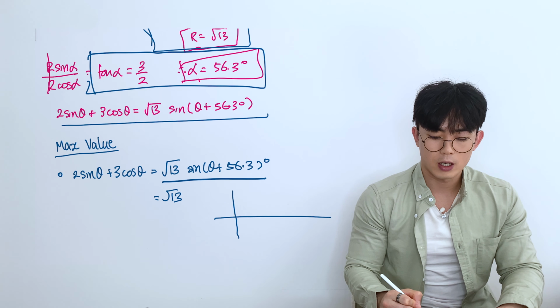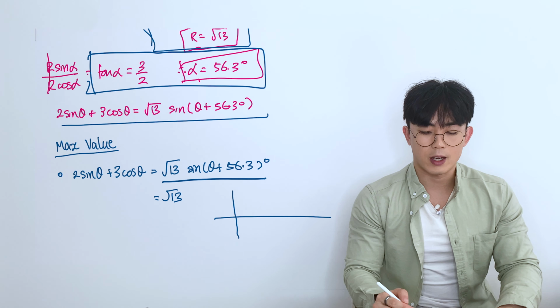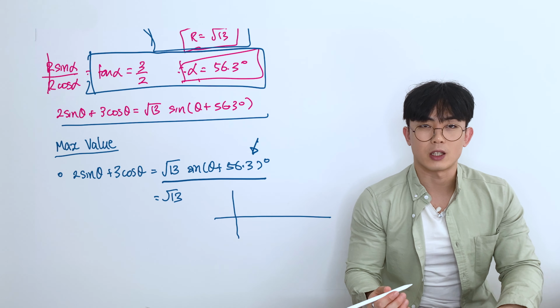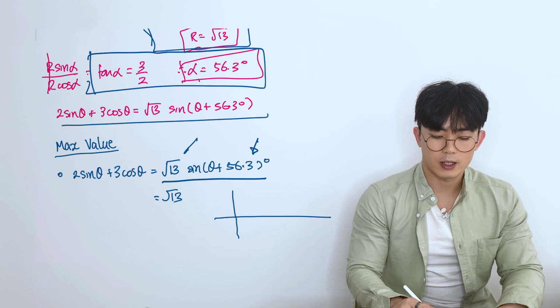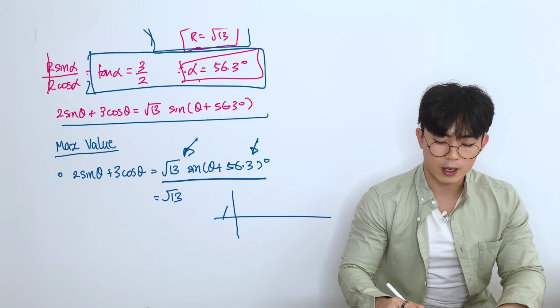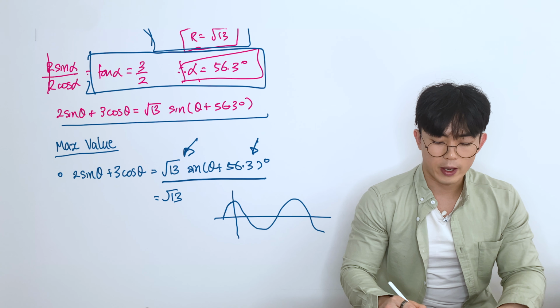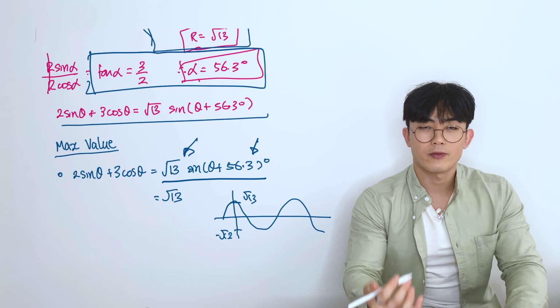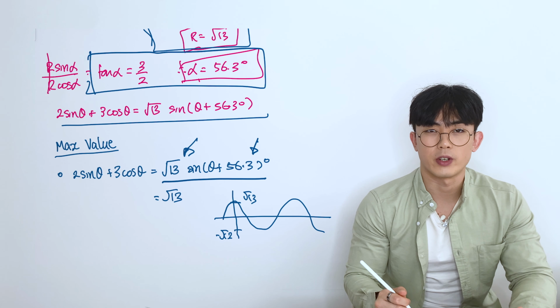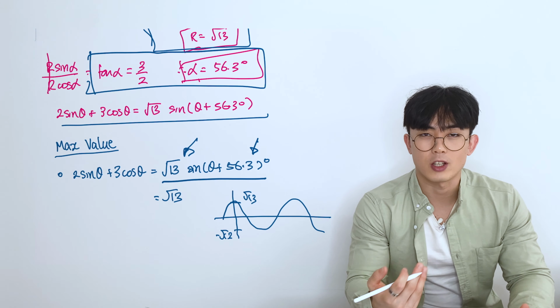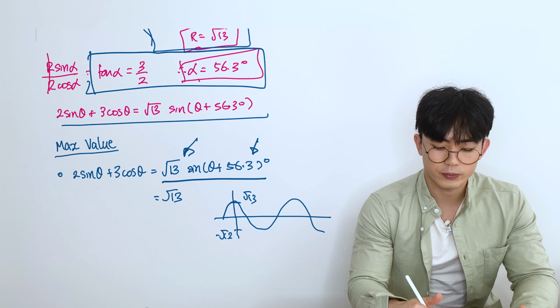because if I was to sketch this graph, well, it's got 2 transformations, right? It's going to be 56.3 degrees in the x direction, negative, and multiplied by root 13 in the y direction. So it's going to look something like this, where here is root 13, here is negative root 13. So the maximum value is going to be root 13, and the minimum would therefore be negative root 13. This is just about visualizing what the maximum and minimum are going to be.